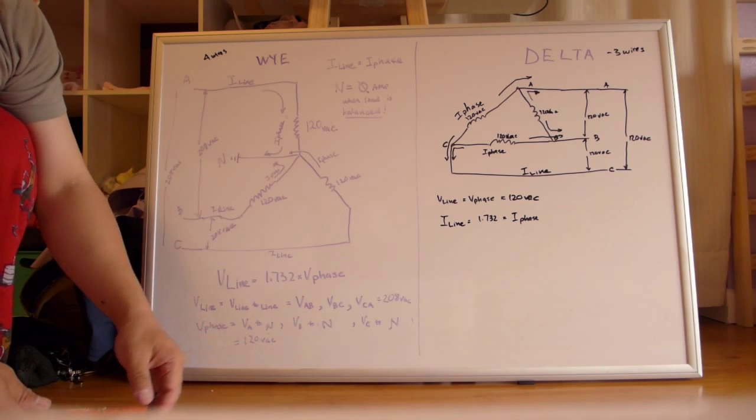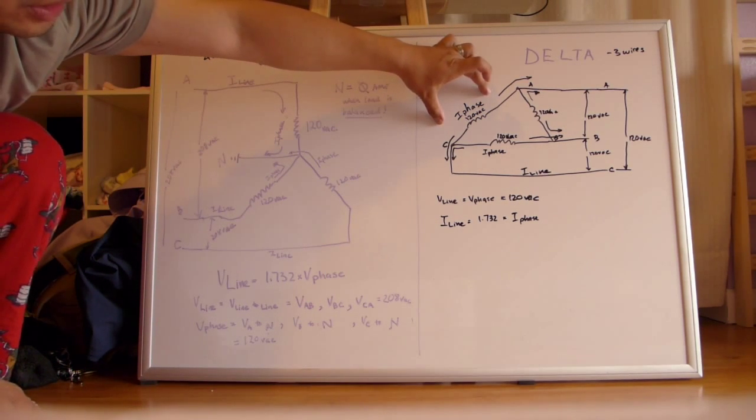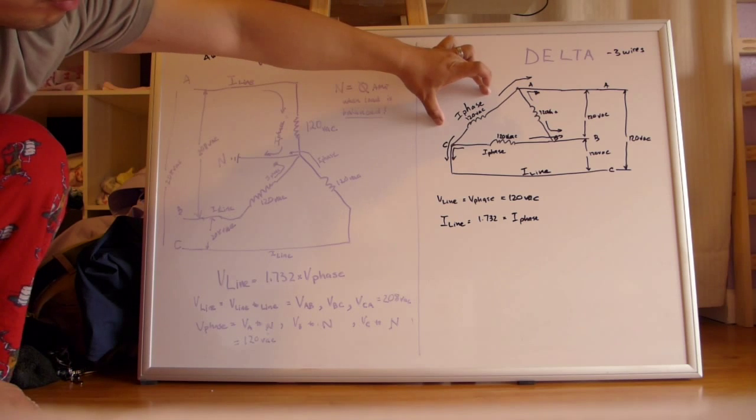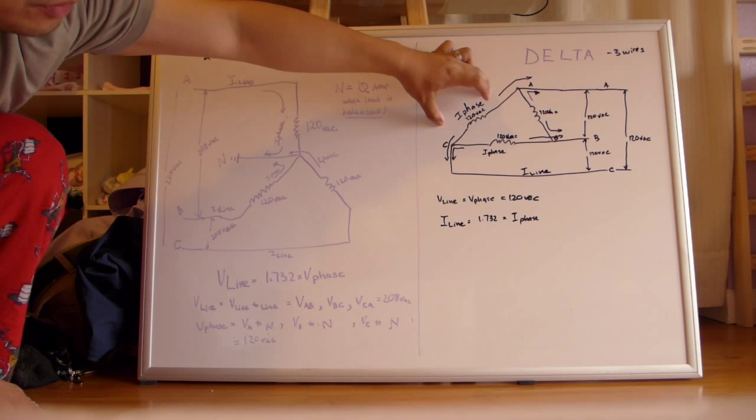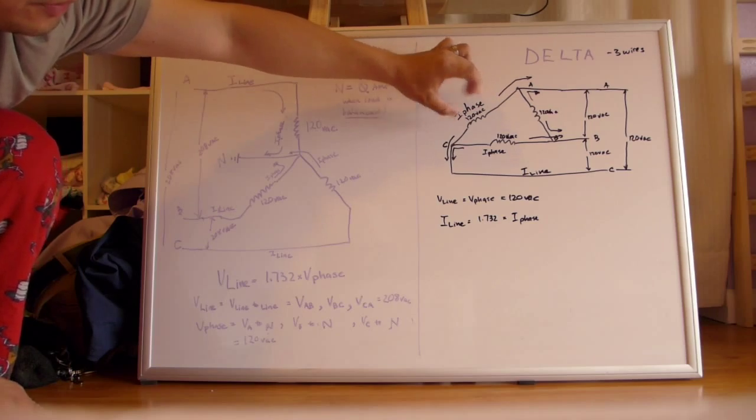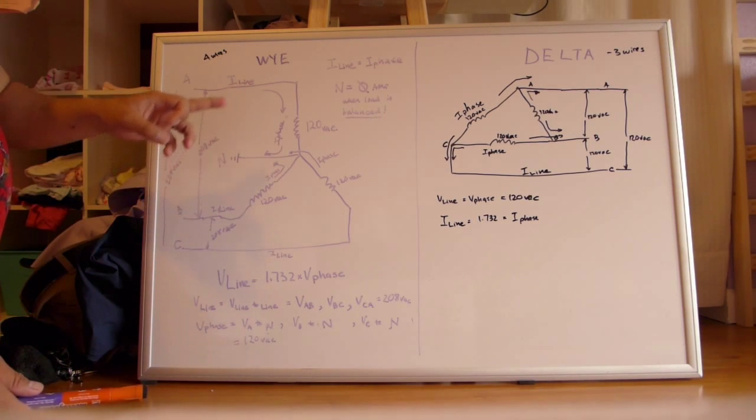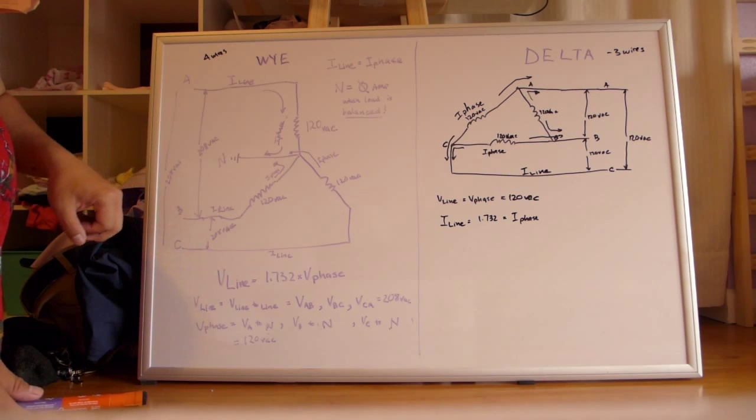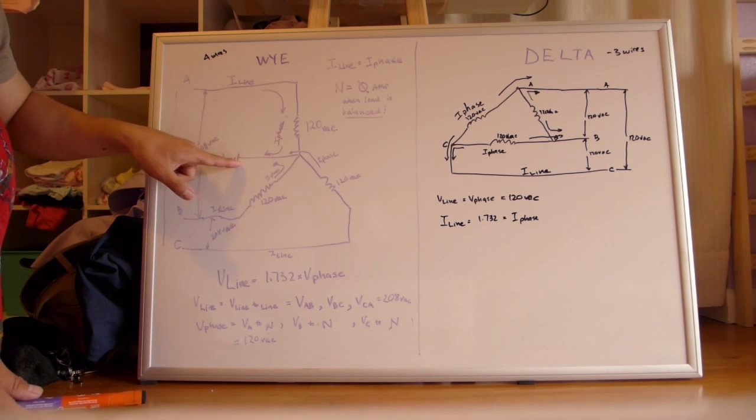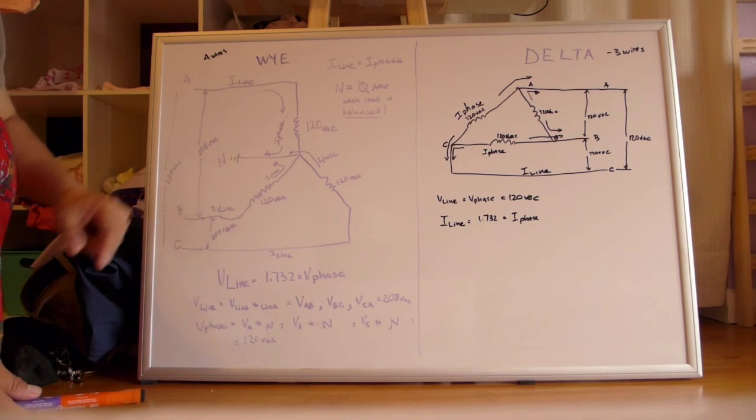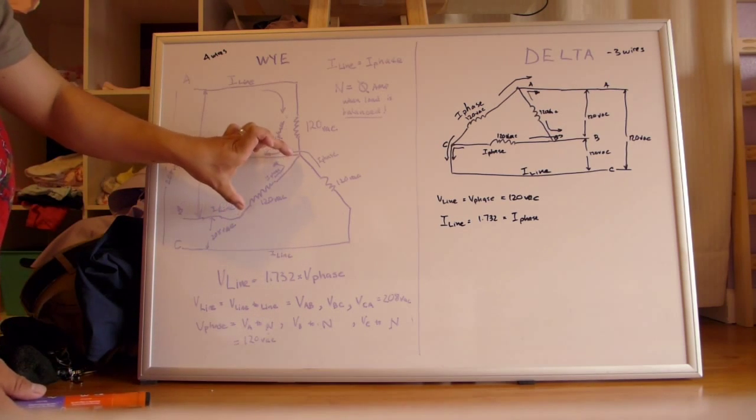Let's also talk about the load. The load is also across this coil over here too. That is the load. The load for the Y configuration is from A to neutral, or B to neutral, or C to neutral. And that is the load.